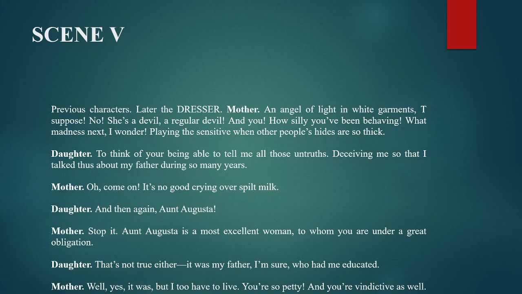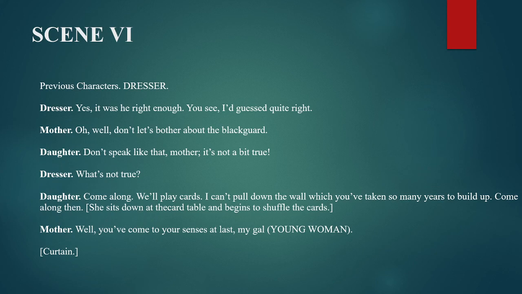She was actually a woman of bad character, and though she provided shelter, the character of that woman was not good anyway. So mother says, well, yes, it was, but I too had to leave. You are so petty, and you are vindictive as well. At that time the mother was in a very bad situation, and that's why she lived with this Aunt Augusta. Definitely she was helpless at that time, and she spent her life with that Aunt Augusta.